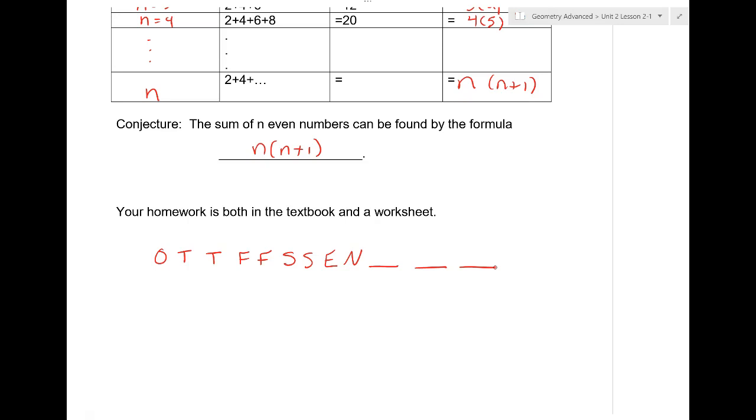O T T F F S S E N. What is next? Remember when you were a kid, you'd instantly go look for a code with the alphabet, right? Not going to pay off. Anyone have a guess? Because remember, you can have a false conjecture, but could it maybe help someone else get it right? Any guess? What do you think? It's going to be T. I'm going to agree with you, but don't say what yet. The pattern is going to be T-E-T.